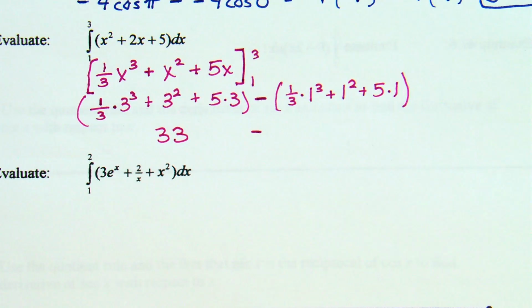1 cubed is 1. 1/3 of 1 is 1/3. 1 squared is 1. 5 times 1 is 5. So 1/3 plus 1 plus 5. Yeah, my brain was going 6 1/3 for the moment.